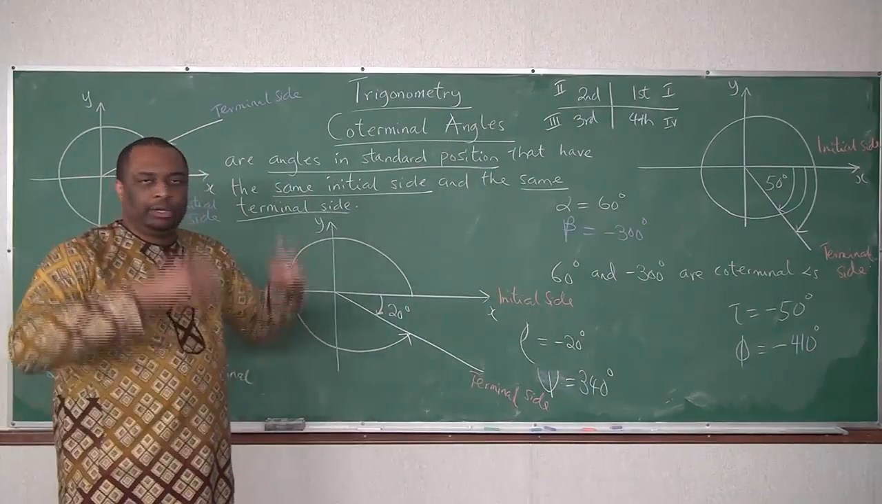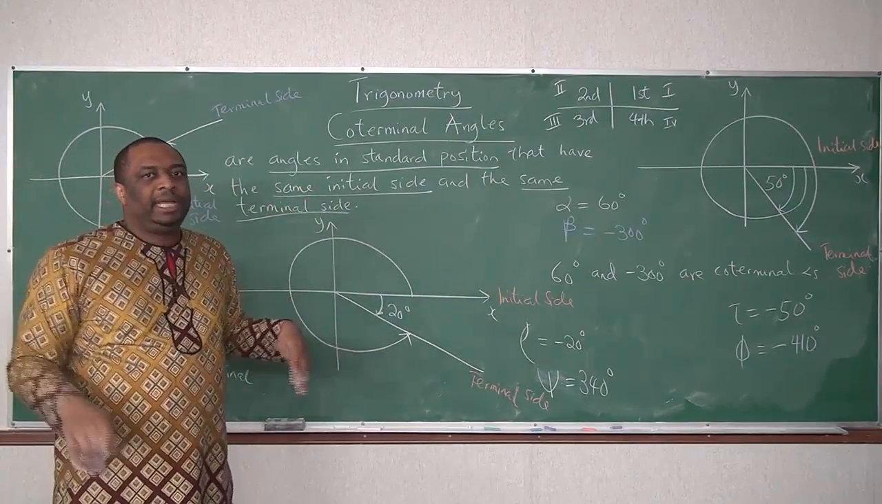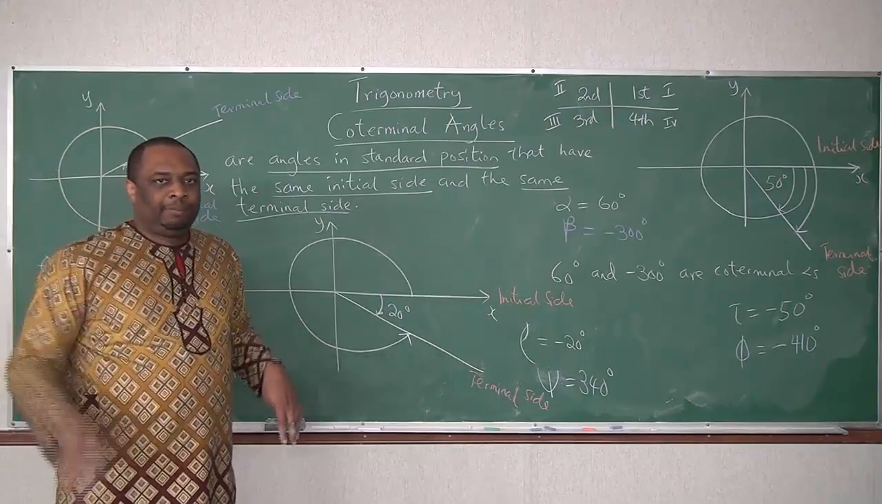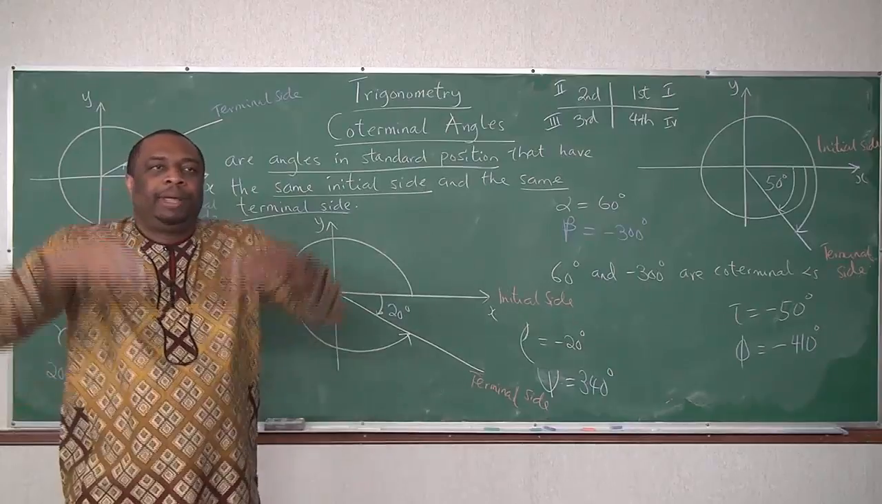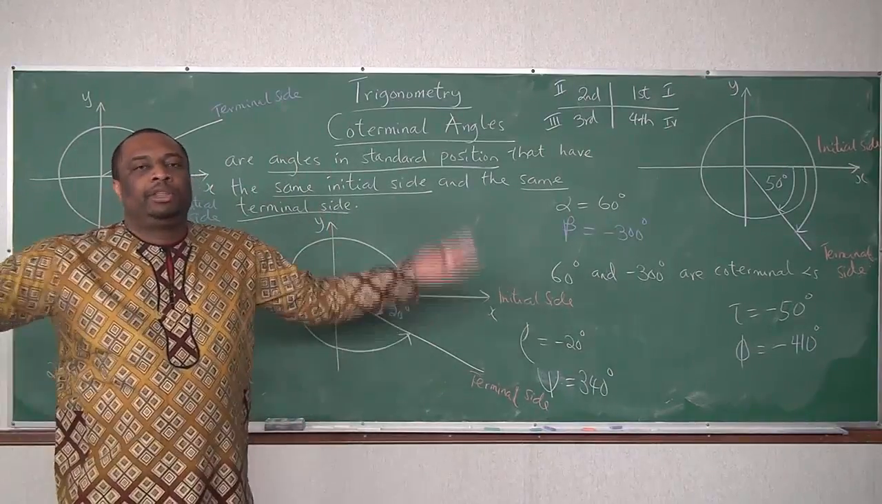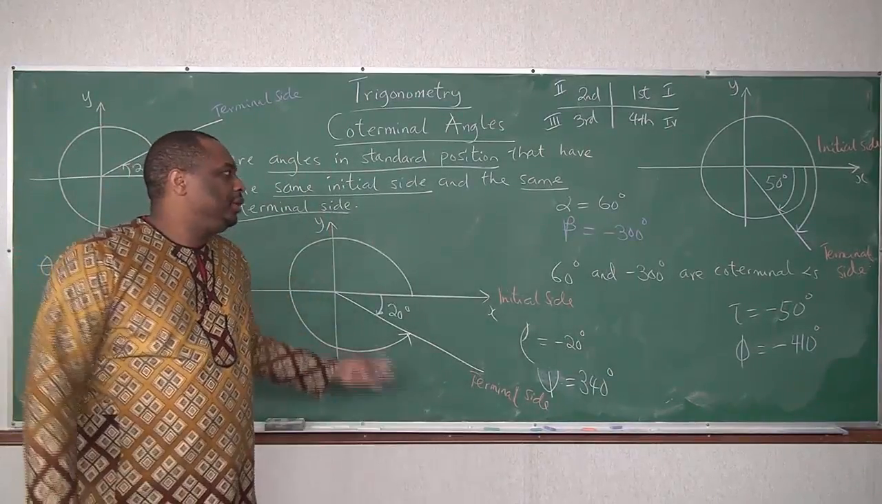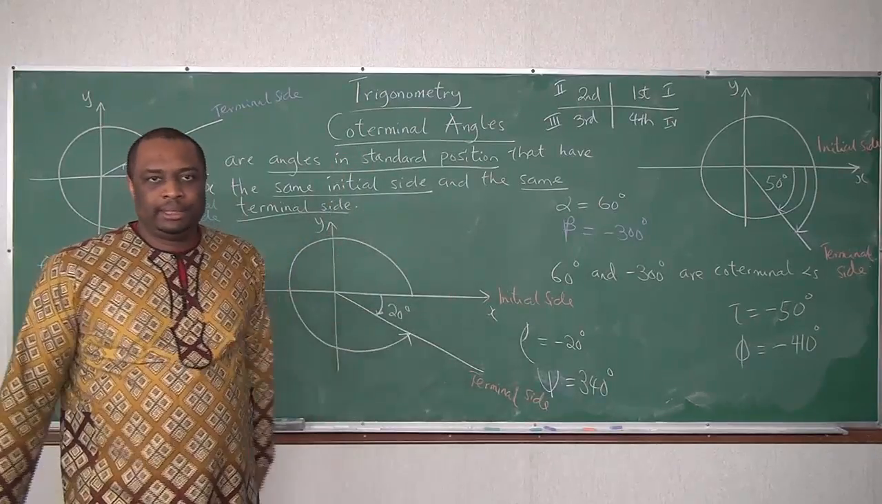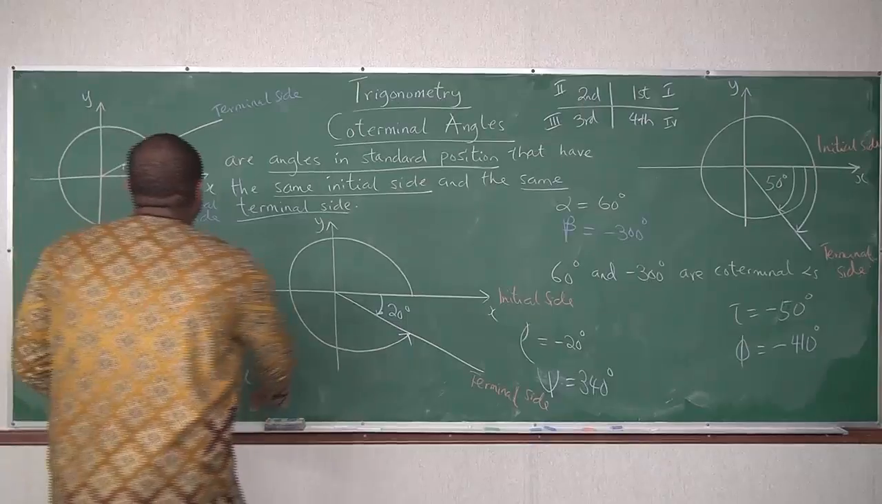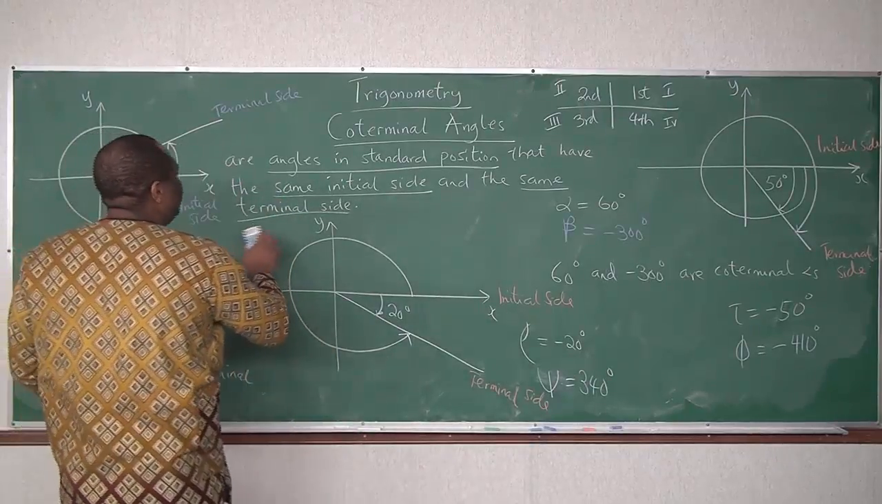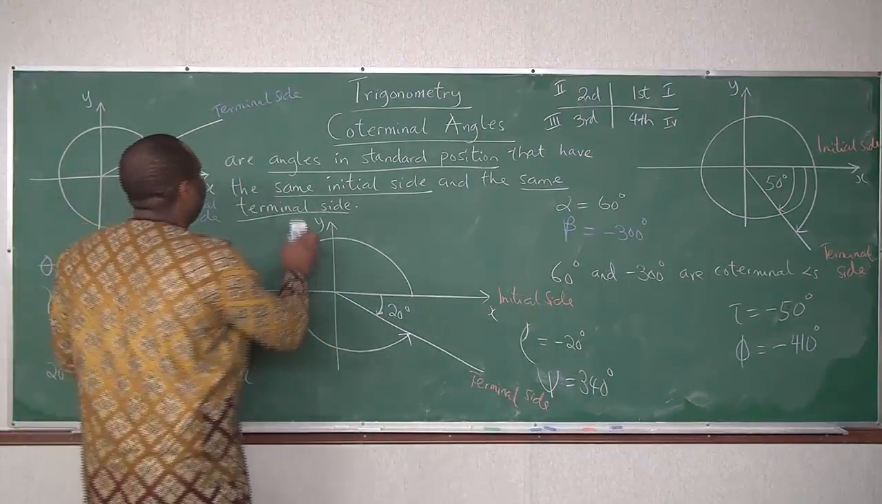So we've covered positive to positive, negative to negative, and negative to positive. Now, when they tell you to list 3 positive coterminal angles or 3 negative coterminal angles, you don't need to start drawing all these. There's a formula for that. So that brings us to the formula.